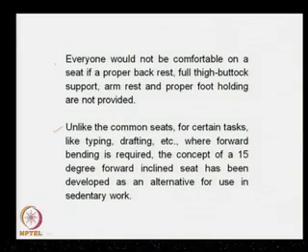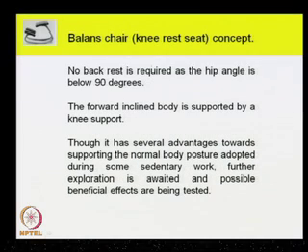Unlike the common seats, for certain tasks like typing, drafting, etc., where forward bending is required, the concept of a 15-degree forward inclined seat, that is the balanced seat chair type of concept, has been developed as an alternative for use in sedentary work. Now, in the balanced chair, the knee rest seat concept like this, no backrest is required as the hip angle is below 90 degrees. The forward inclined body is supported by a knee support. Though it has several advantages towards supporting the normal body posture adopted during some sedentary work, further exploration is awaited and possible beneficial effects are being tested.